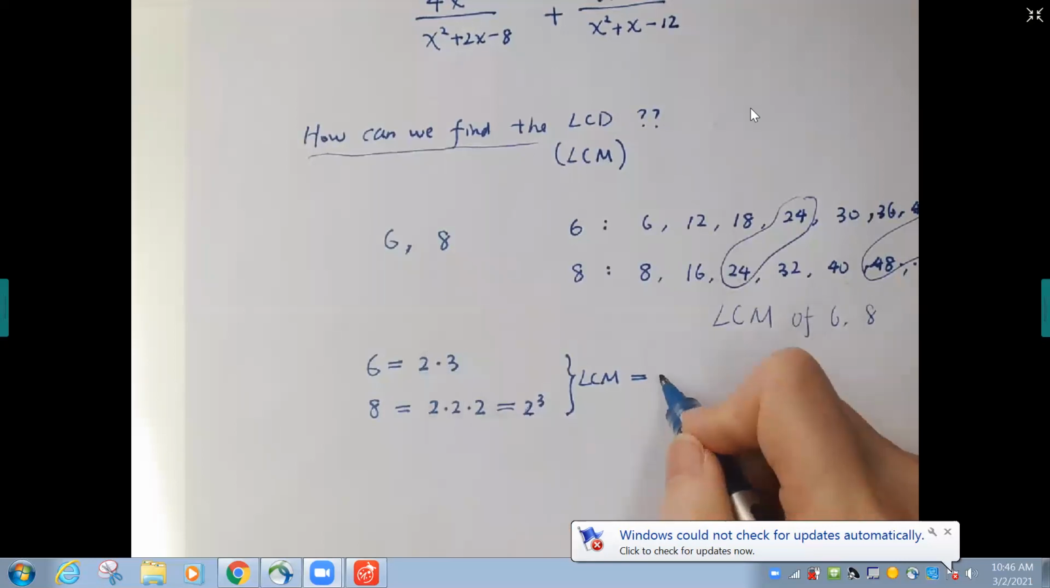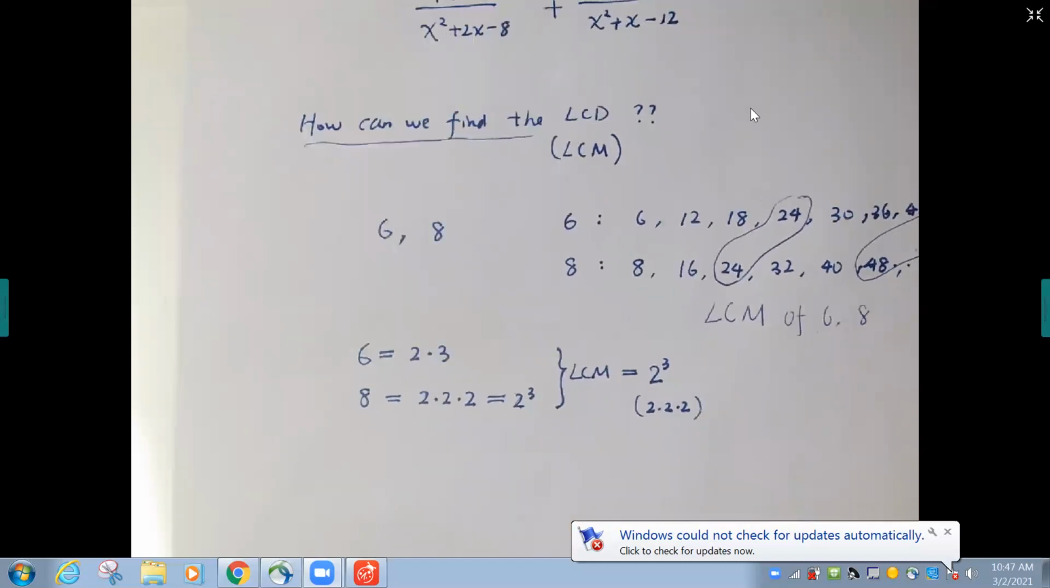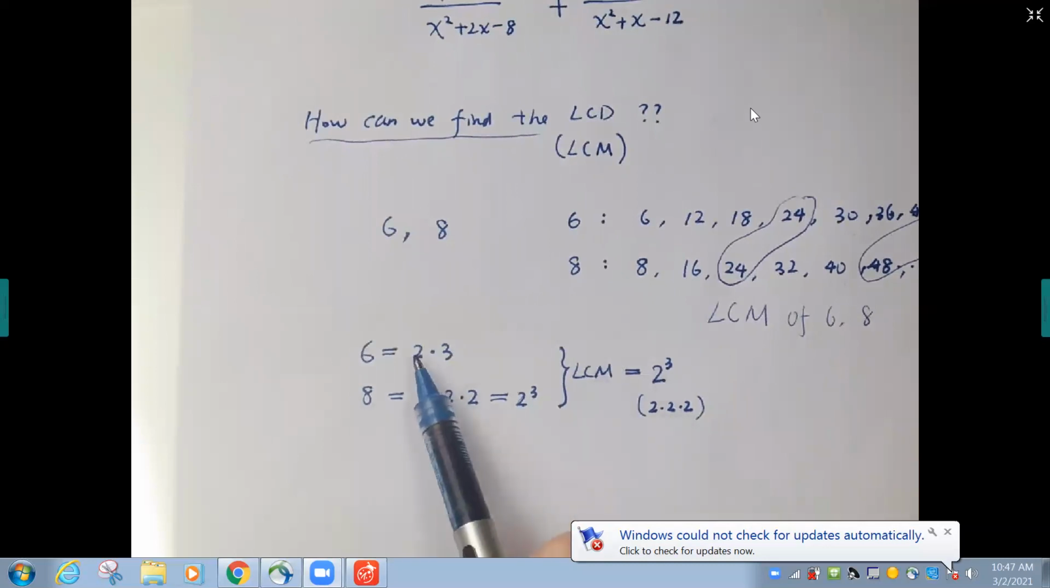For 2, I will use the largest, the maximum number of times it appears. 2 appears once in the first number, and in the second number, 2 appears 3 times. I will use the maximum number of times this factor appears in each factorization. And 3 is the maximum, so 3 is the exponent. So I will use 2 to the third, or you can write this as 2 times 2 times 2. It's up to you, those two are the same. So I will use every factor. For now, I only use the number 2.